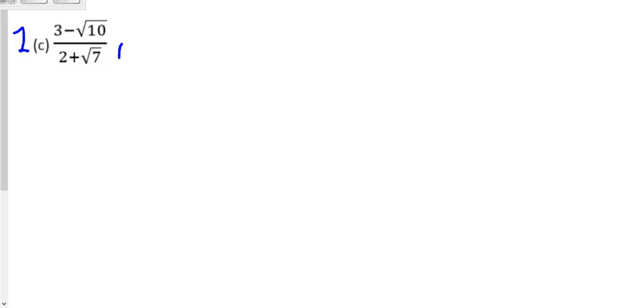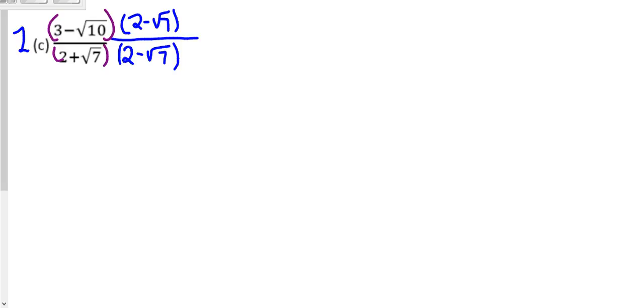Since I have a plus or minus in the bottom, I'm going to have to use my conjugate, not just rationalizing by multiplying by the square root of 7. So I'm going to have 2 minus the square root of 7 and 2 minus the square root of 7. Now on each of these, I have 2 terms and 2 terms. That means I will need to use FOIL, first, outside, inside, last, to make sure that I have distributed all the terms that I need to.